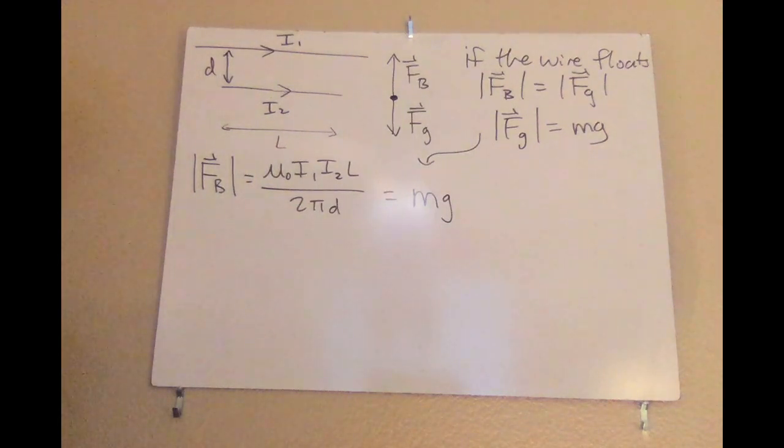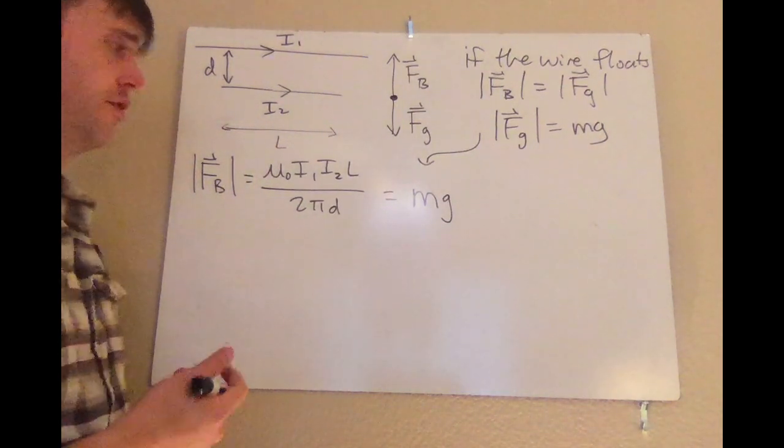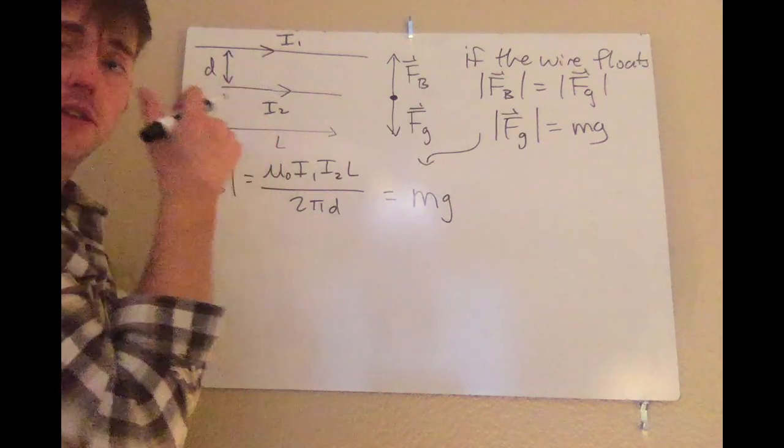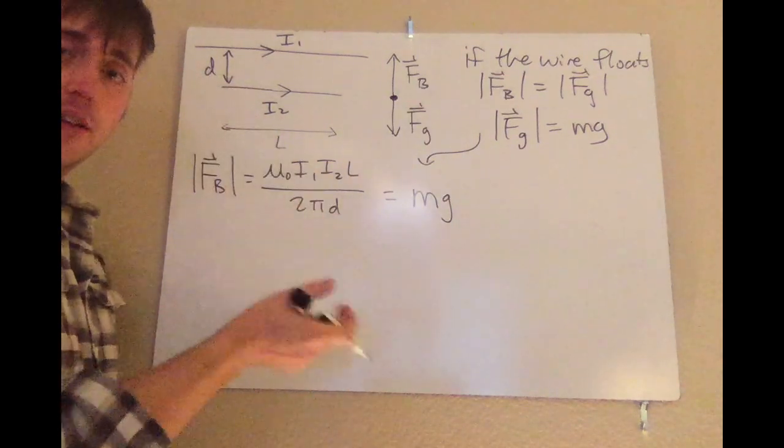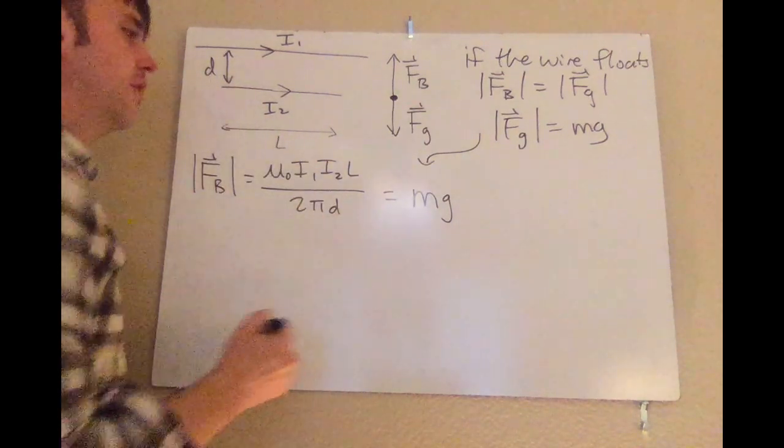All right, what am I trying to solve for? I'm trying to solve for I2. I want to know what that current in the second wire has to be to get this all to work out. So let's solve for I2.